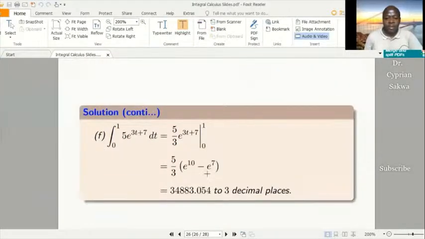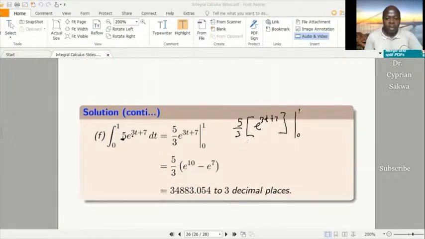Let's look at this other question. Again, you can do it mentally. I can see the coefficient of t here is 3, so the integral will be this constant over this constant, 5 over 3, and the rest remains e raised to 3t plus 7. Then from 0 to 1. This one you can just put the limits in. So of course it's 5 over 3 times e raised to 3t plus 7, from 0 to 1.